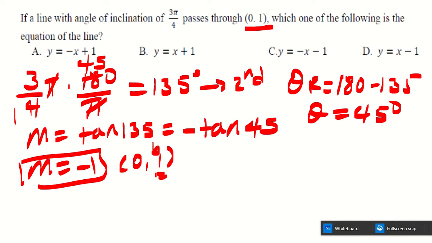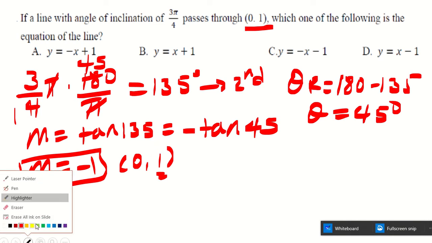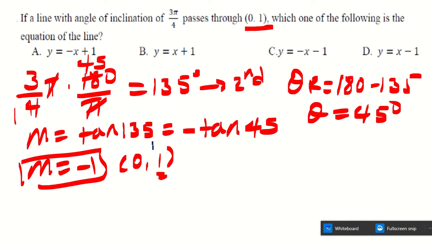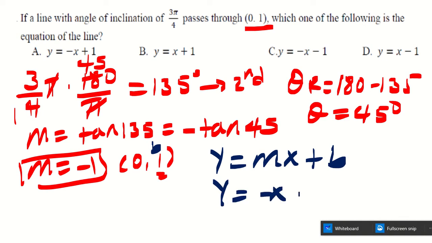Because the first coordinate is 0, the second coordinate necessarily will be b, the point where the line crosses the y-axis, that is the y-intercept. So we don't have to be confused. Let's change the color here. This is b, the second coordinate. So the equation of the line is y is equal to mx plus b. What's m? Negative 1. So y is equal to negative x plus 1. The answer is found in A.